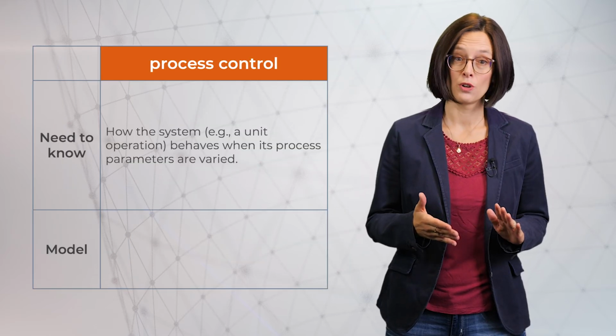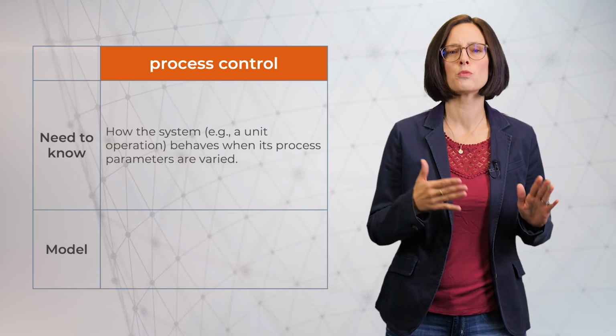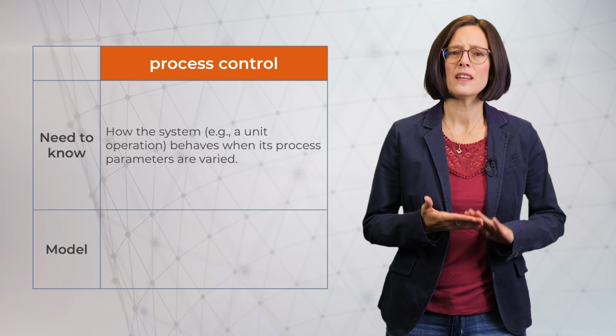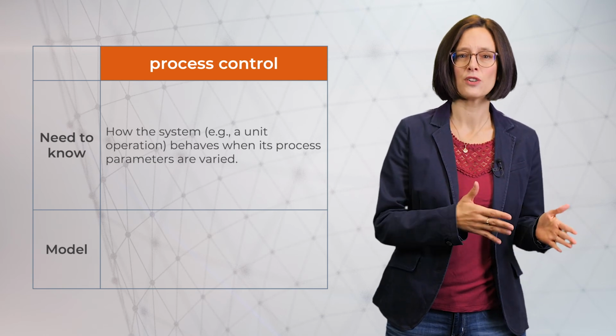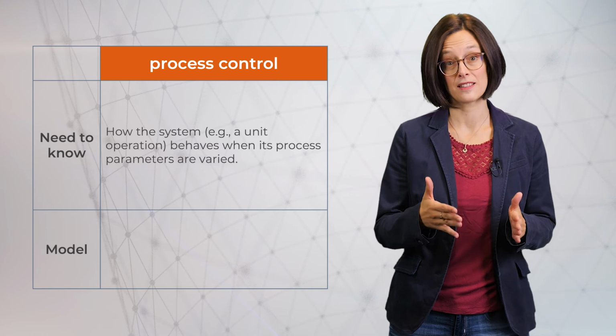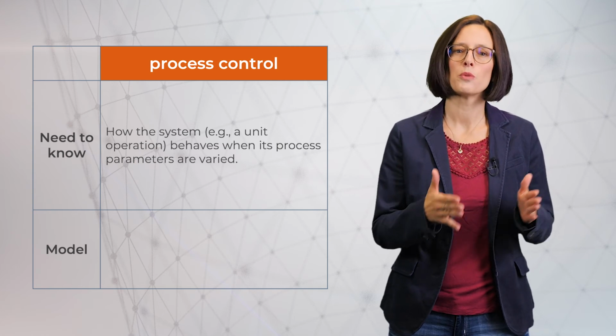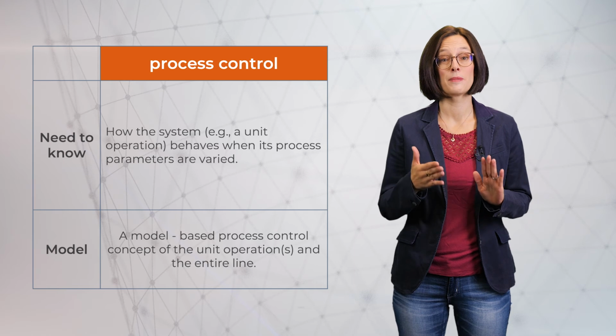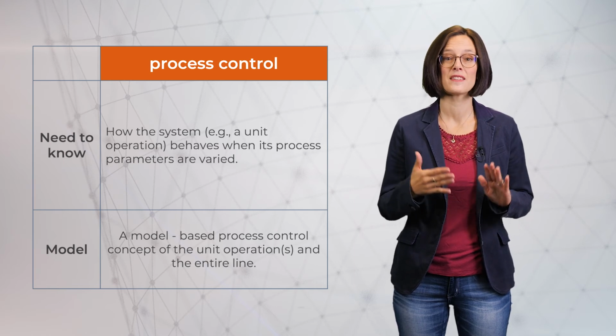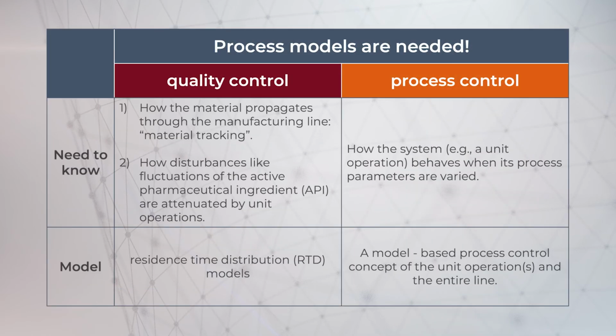For process control, the system's behavior needs to be known. By that I mean that one needs to understand how the system output, like the material attributes, mass flow rate, etc., reacts if process parameters change. The behavior of the system is mathematically described utilizing a process model. So-called model-based control approaches are implemented. For that purpose, mathematical models of the investigated unit operations are needed.